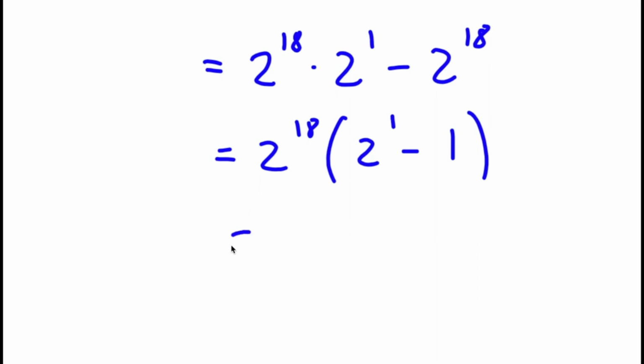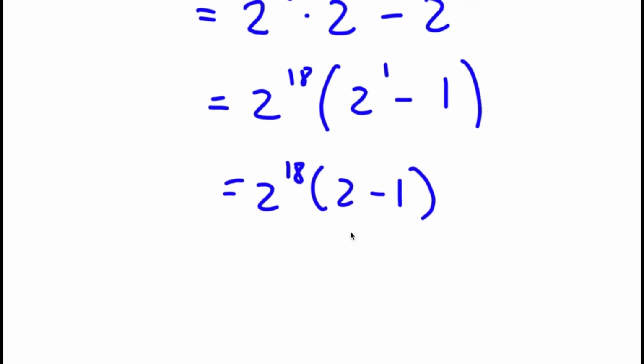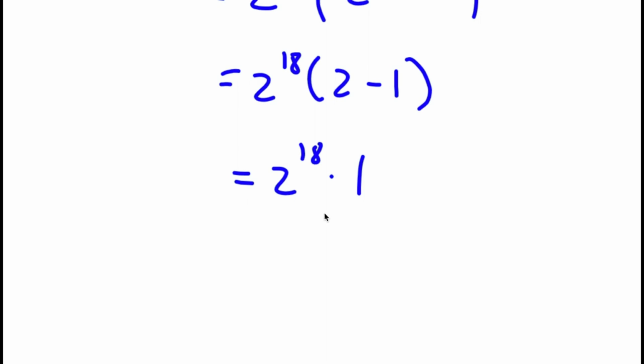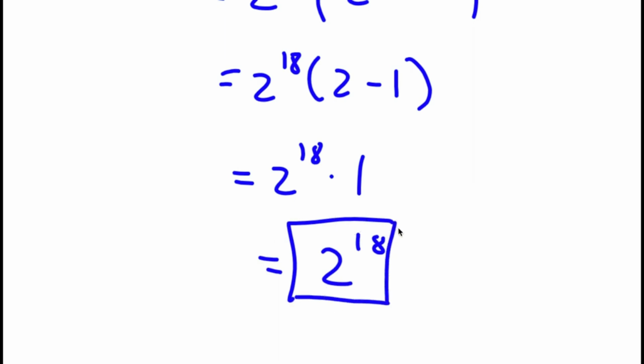Now 2 to the power of 1, that's simply equal to 2. So I have 2 to the power of 18 times 2 minus 1. And 2 minus 1, that's equal to 1. So now I have 2 to the power of 18 times 1. Now 2 to the power of 18 times 1 is simply just 2 to the power of 18. So I'm simply left with 2 to the power of 18.